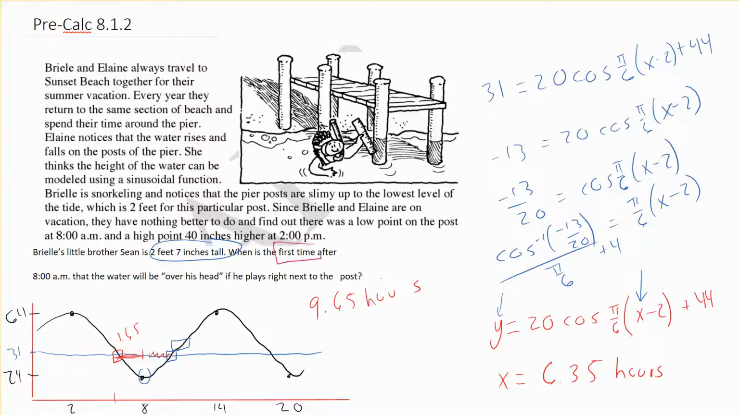But they want the first time, and I think I want to answer in time. So that's going to be 9 o'clock, and then 0.65 hours is 39 minutes. So I think the right answer there is 9:39 a.m. is when we should probably be watching for little Sean to be going under the water.